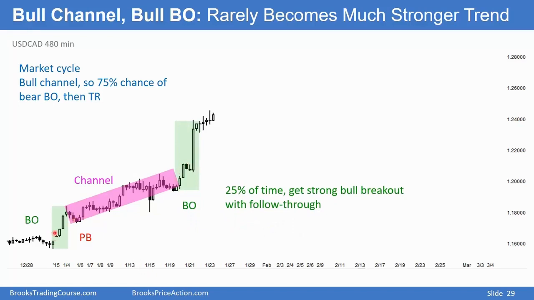And that's what happened. Bull breakout, channel. Instead of a trading range, you can say that this is a trading range, but you can also say it's still a bull channel. We got a very strong bull breakout. 25% of the time, that's what happens. You get a bull channel and you get a bull breakout, and the market cycle starts over again. Breakout, a pullback, and then channel, and then eventually a trading range.